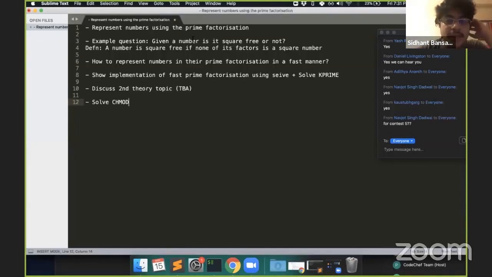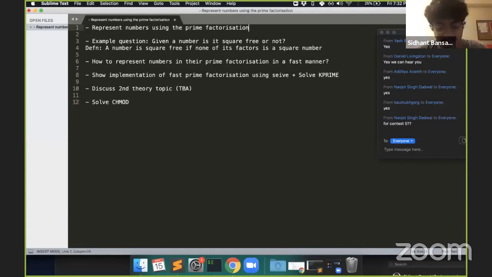A lot of problems up to the intermediate level involving number theory have this generic method which can be used, or at least it's a way of thinking that's helpful, which is to always think of numbers in terms of their prime factorization. So don't think of numbers as themselves, but always try to think of them in terms of their prime factorization.